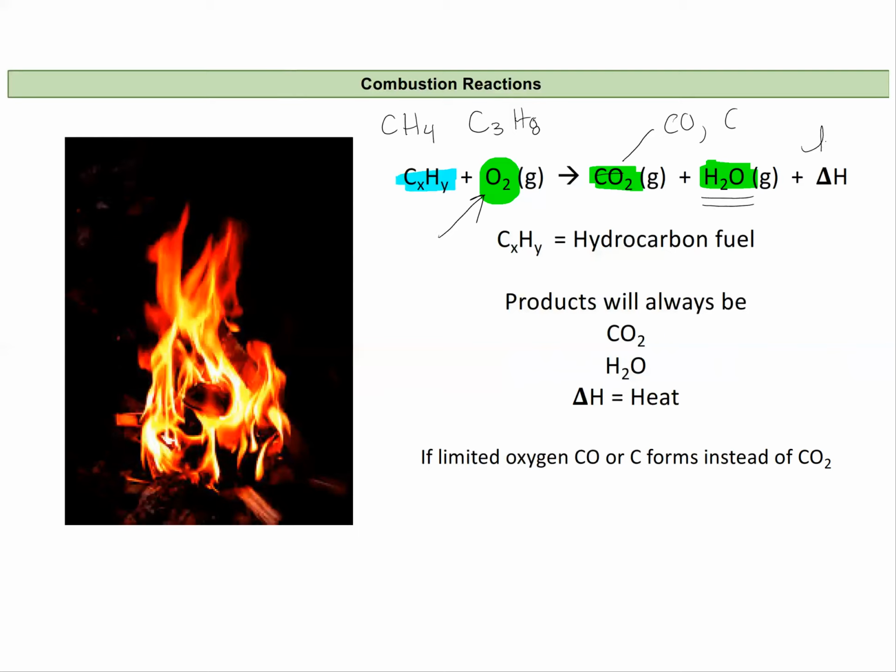And it also produces lots of heat as well. I mean, a campfire is a combustion reaction, and we sit around it for heat. And so we'll always produce heat, we'll always produce water, and usually carbon dioxide. And so that's how you can identify a combustion reaction, by just looking at a list of different types of chemical reactions.